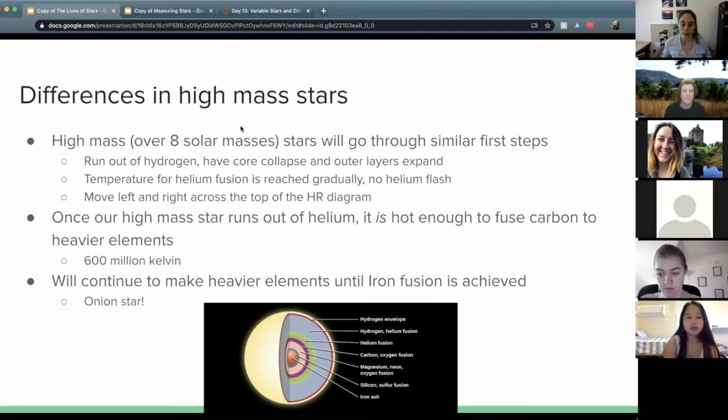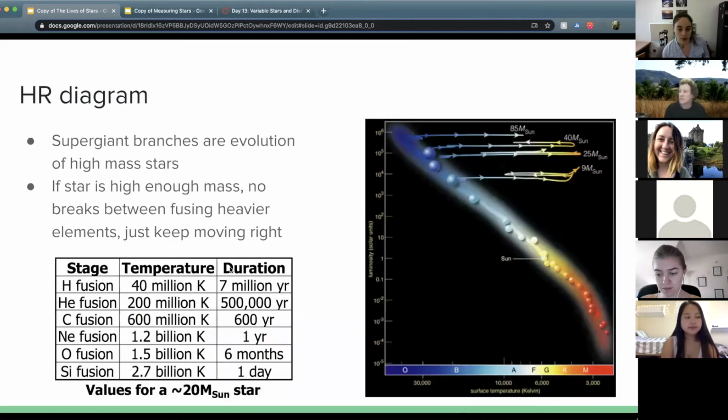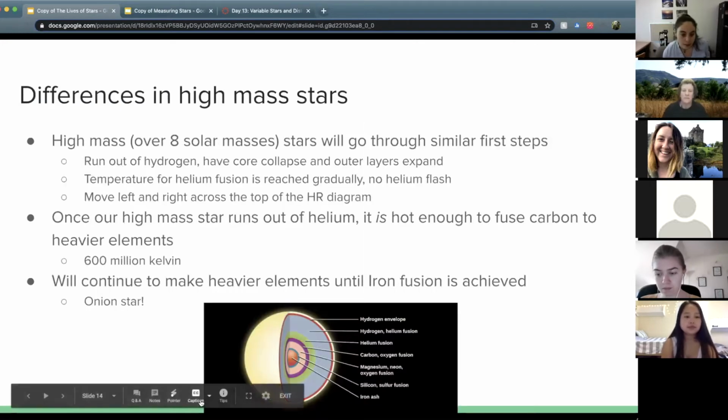When that happens, you'll end up with a sort of onion-like structure in the core of these stars. Sorry, my pointer. So in the center, you'll have your heaviest elements. We'll end up with iron in the center. So an iron core, you can't fuse heavier than iron. And then going outward, we'll get layers of lighter and lighter elements as you move out. I like to think of this as an onion star because it has lots of layers of different elements as you move out.